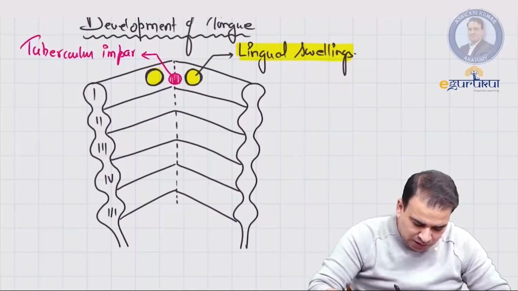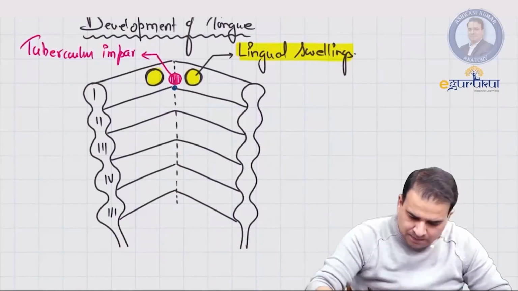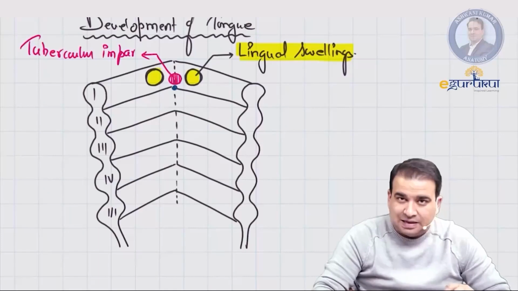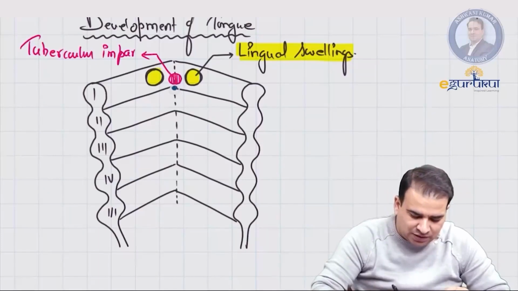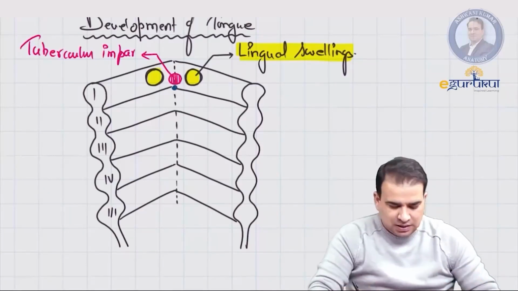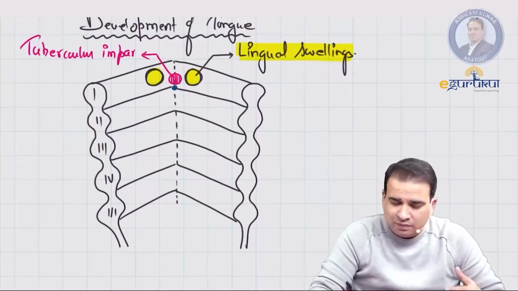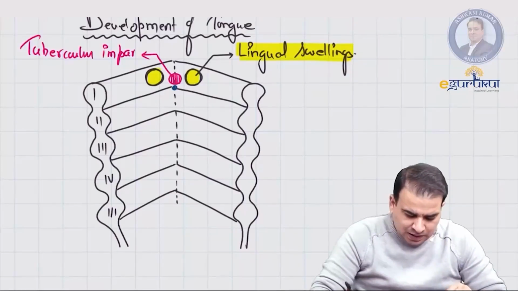There is also an endodermal opening there, which is called the foramen cecum, the future foramen cecum of the tongue, which will be here. Right now it is the point from where the thyroid gland will develop. We'll discuss that in a minute.